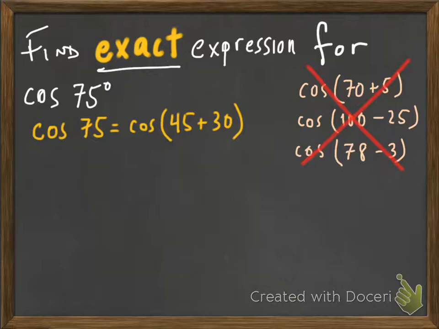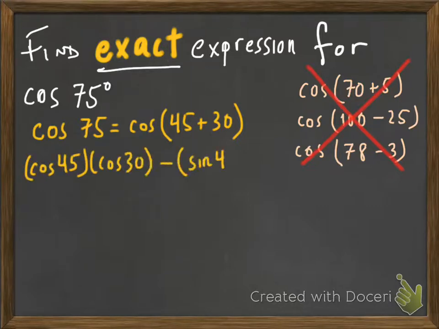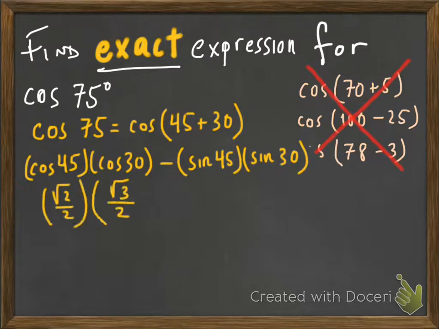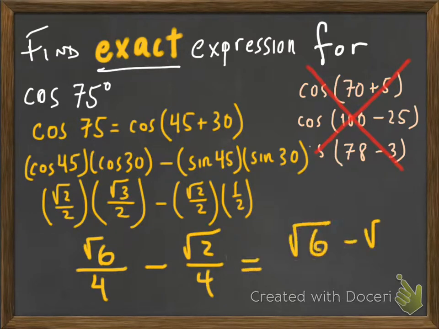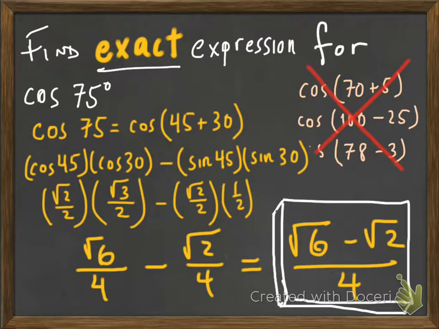When we expand out the angle sum formula for cosine, we get cosine 45 times cosine 30 minus sine 45 times sine 30, all right? That's how it expands out. And this is pretty easy now because we know what all of these numbers are. We know that the cosine of 45 is root 2 over 2, and the cosine of 30 is root 3 over 2. We know that the sine of 45 is root 2 over 2, and the sine of 30 is 1/2. So all we have to do is multiply that stuff together: root 6 over 4 minus root 2 over 4, and that's our sum right there. That is our exact expression of cosine of 75 degrees. So it's not so bad.